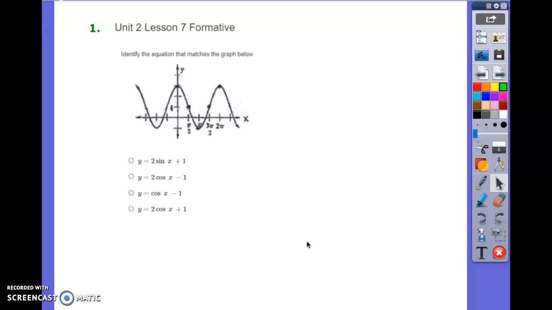Okay, Precalculus, we are going to go over the Unit 2 Lesson 7 formative. So go ahead and identify the equation that matches the graph below. All right, let's take a look.